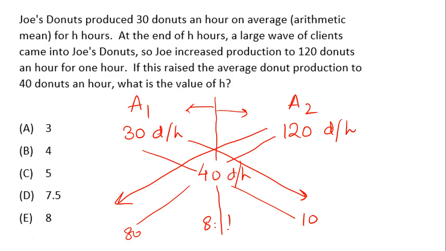And mind you, we are also given the time taken for which the production was 120 donuts an hour, and that is precisely 1 hour. If the time for A2 is 1 hour and A1 is to A2, the time spent must be in the ratio 8:1. Therefore, the time for 30 donuts per hour must be 8 hours, and hence the answer is E. I hope you like this concept. Thank you.